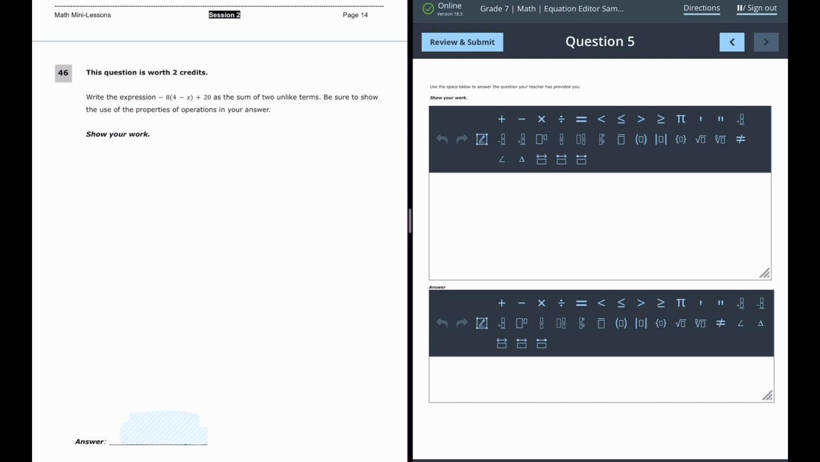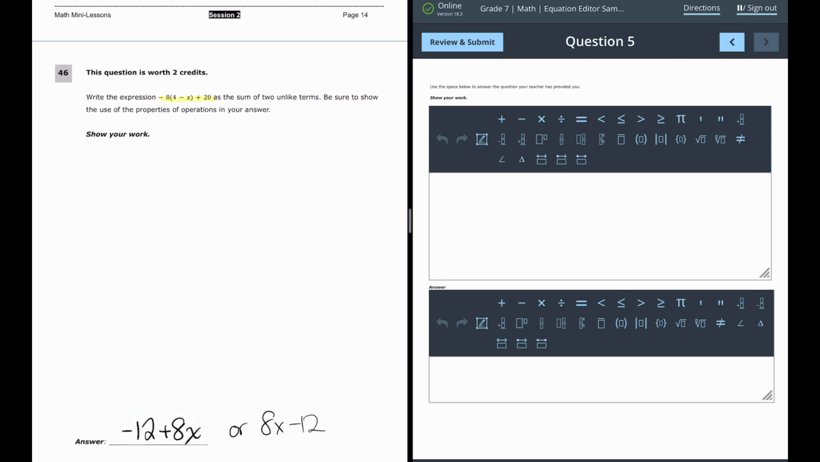Two more 2-point problems to go, and it's another show your work. Side note, there are way more show your work questions in 7th grade than there were on the 6th grade test, because I literally did every test from 3rd grade all the way to 8th grade. Way more show your work than in 6th grade. But I digress. For this one, the answer for 46 is negative 12 plus 8x. Or you could have said 8x minus 12. Either way.